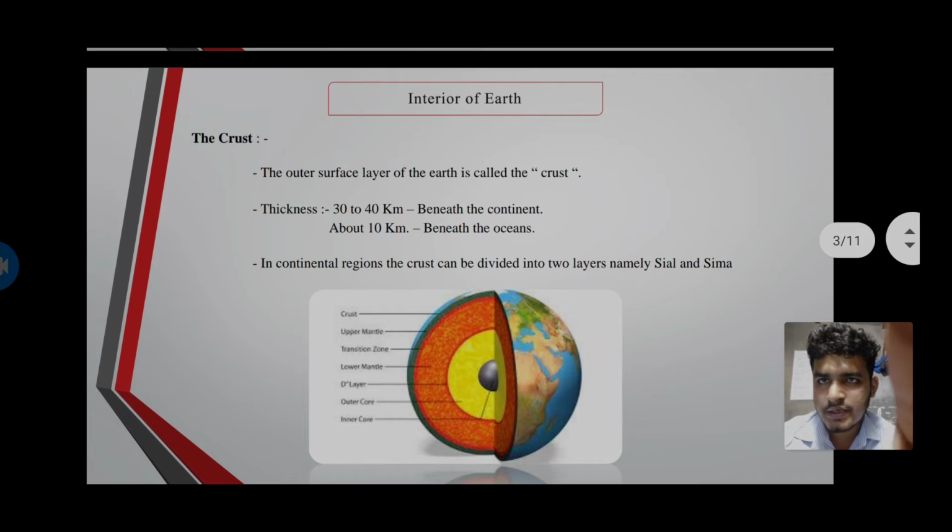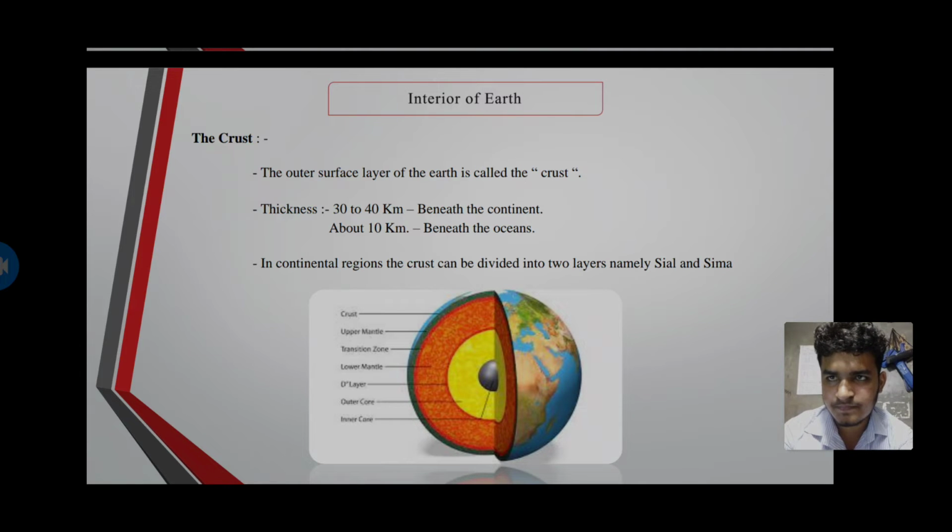The next point is the interior of the earth. First is the crust. The outer surface layer of the earth is called the crust. Thickness is 30 to 40 km in the continents and about 10 km in the oceans. In continental regions, the crust can be divided into two layers, namely SIAL and SIMA. The first layer is the crust, the second layer is the upper mantle, third layer is the transition zone, fourth layer is the lower mantle, and the fifth layer is the D layer, and the last two are the outer core and inner core.